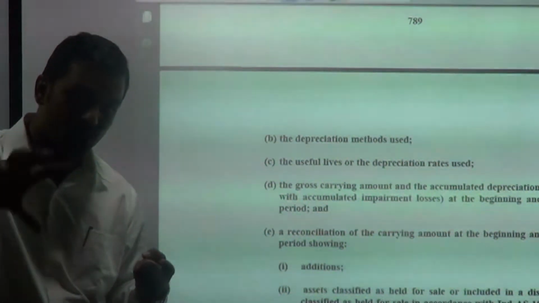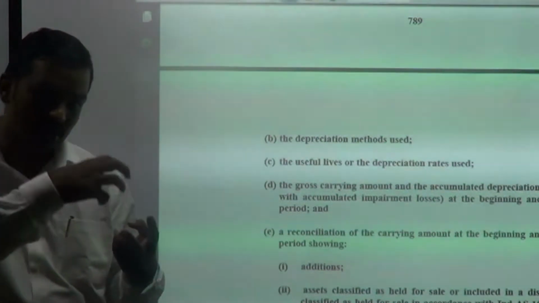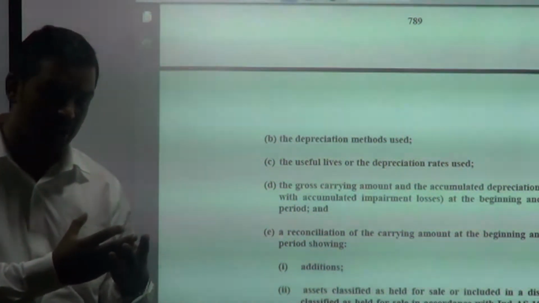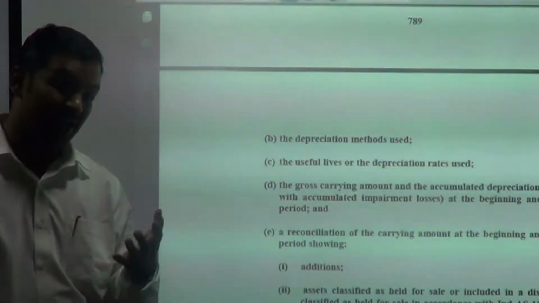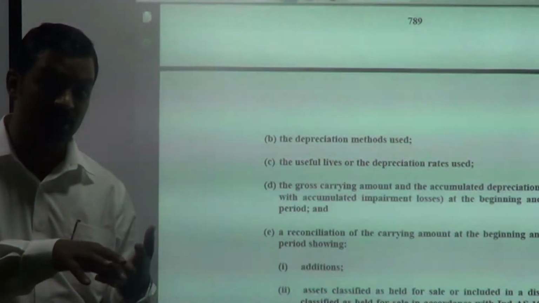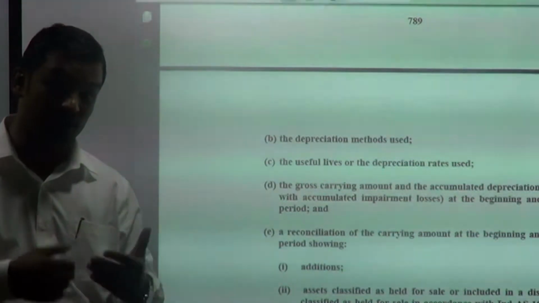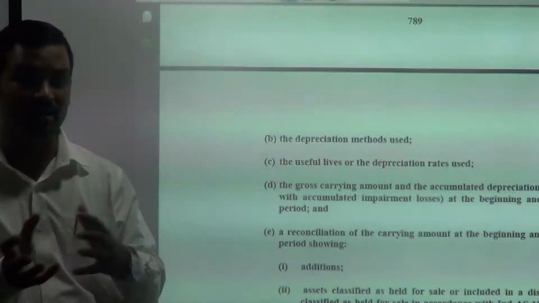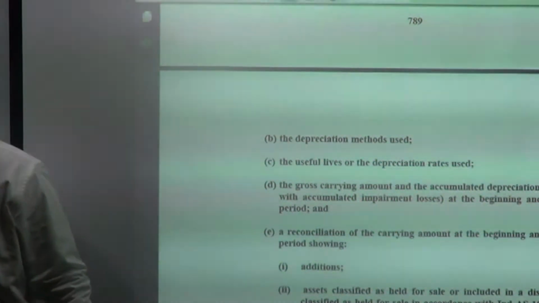There might be some disposals. You would have sold some assets because of which the WDV is going to reduce. There can be depreciation charge during the year, impairment losses, reversal of impairment losses during the year. Foreign exchange differences also can be a factor for difference between the opening carrying amount and the closing carrying amount at the end of the year.